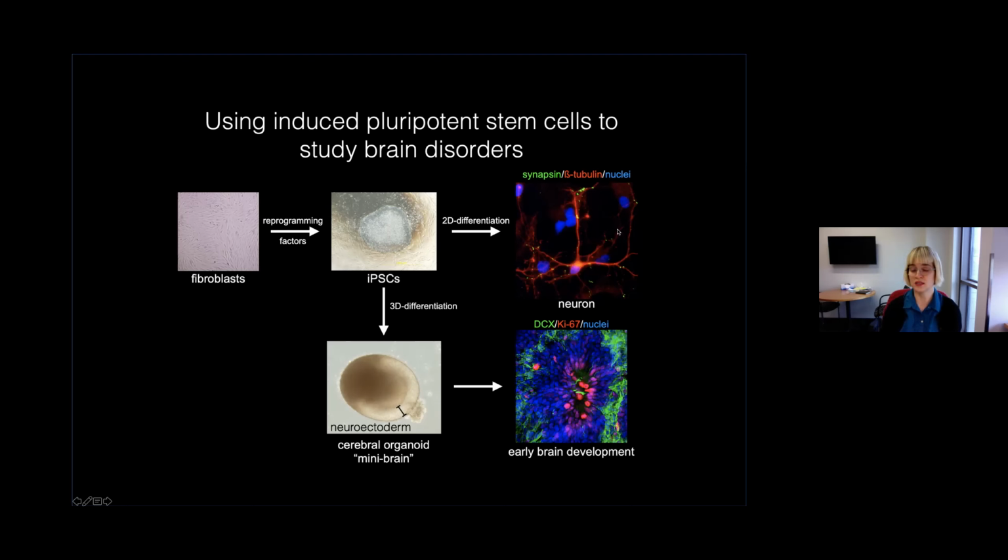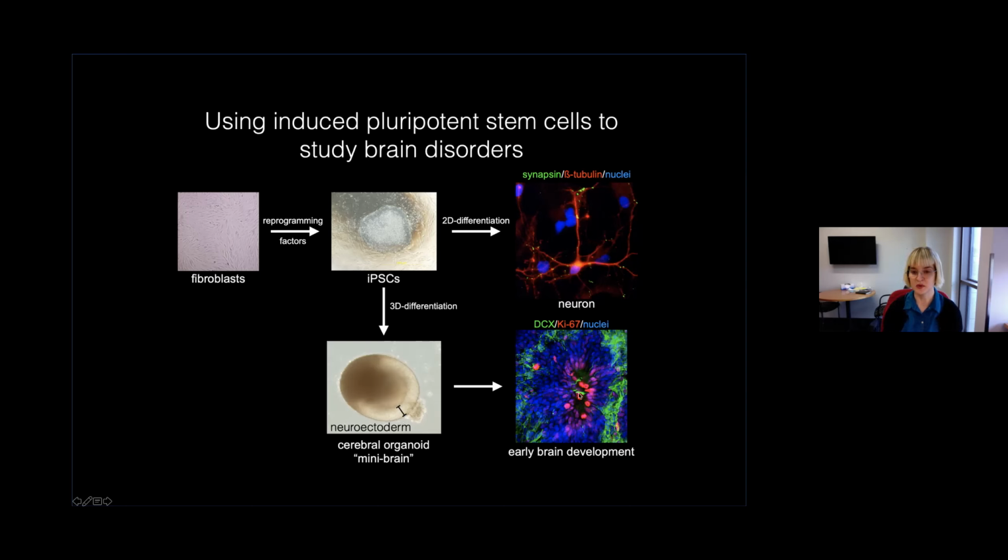This, of course, is not the only thing that we can do with stem cells. So another thing that we do in our lab is we generate organoids. And I'm showing you a picture of that here at the bottom. So we can study how the brain develops from very early stages with this neuroectoderm. The neuroectoderm is the early tissue that will form the entire brain. And we can look at early brain development with organoids.